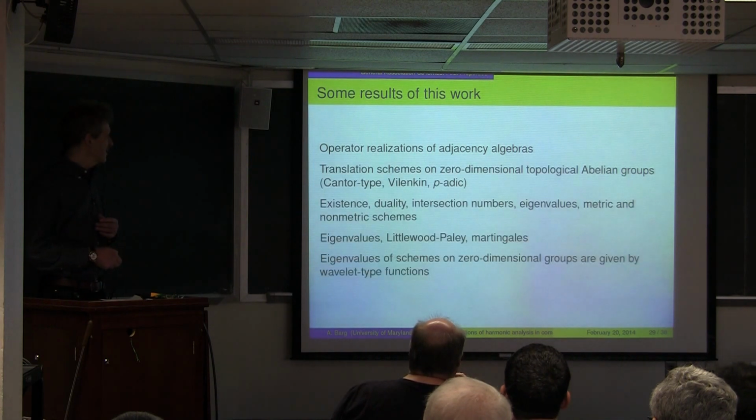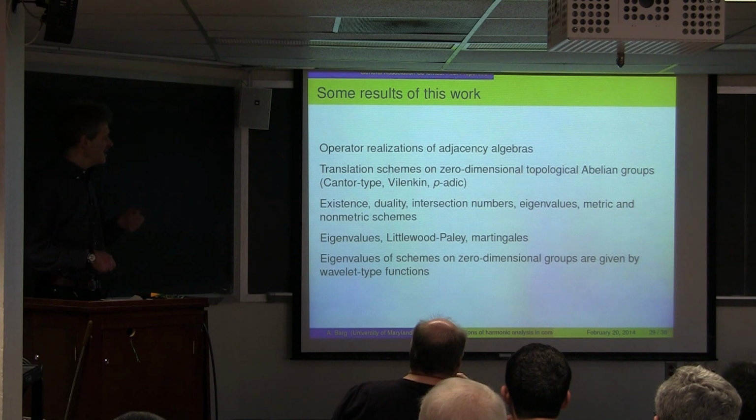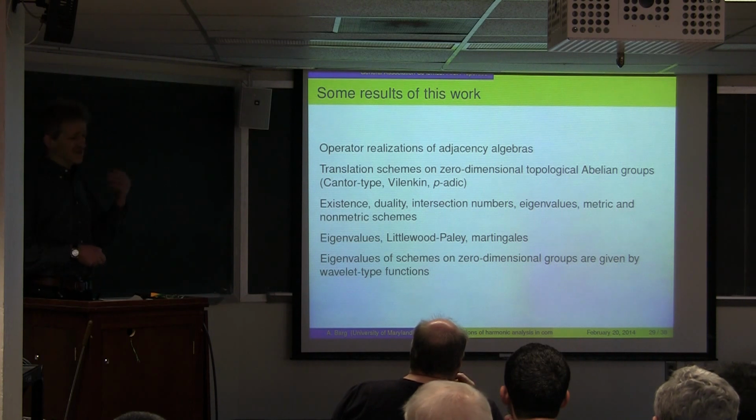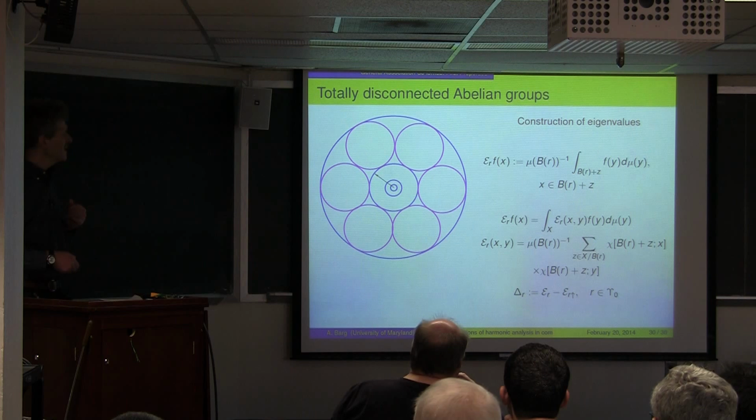Well, there are a bunch of results in this work. Perhaps the most interesting is that we can define translation schemes on zero-dimensional topological abelian groups, such as Cantor-type groups, Vilenkin groups, p-adic integers, p-adic numbers, and so on. And there are a number of links to harmonic analysis, briefly mentioned here. We can compute eigenvalues, we can compute intersection numbers, those p_ij.